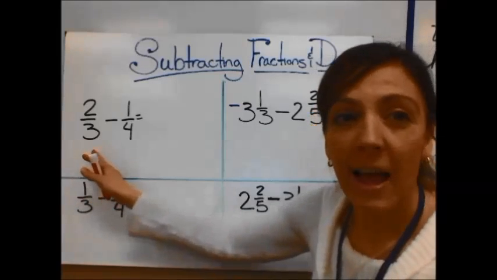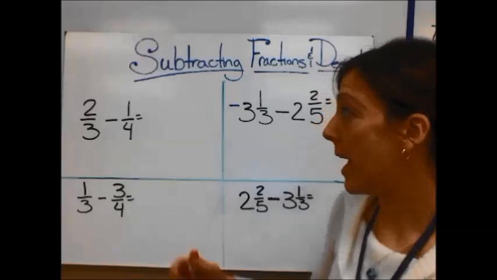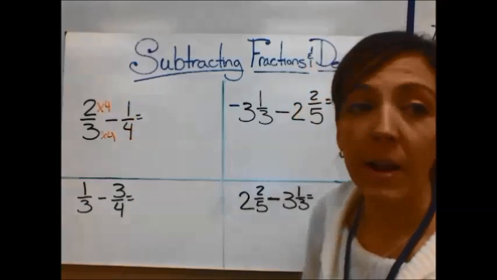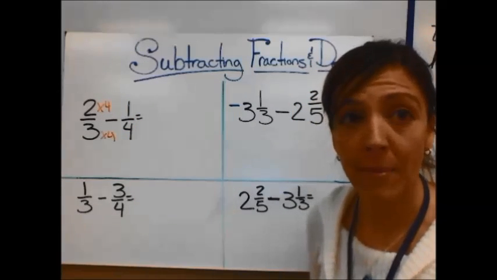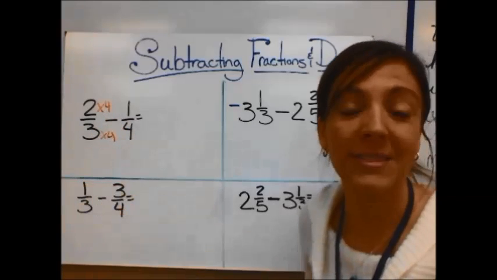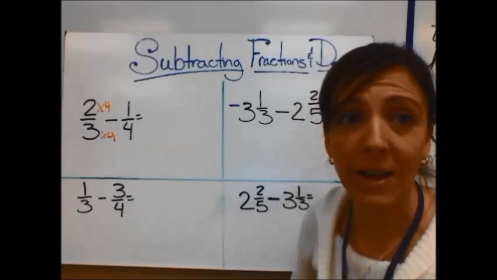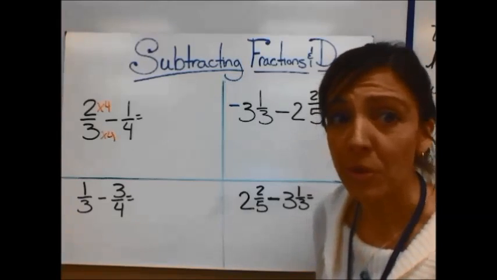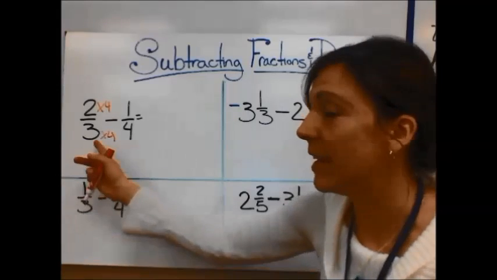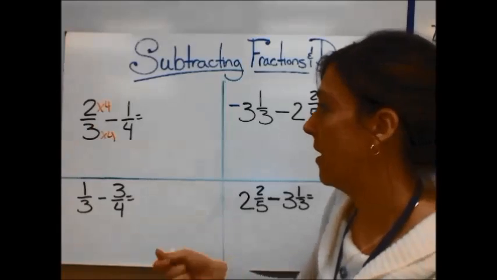Okay? I need the least common multiple of 3 and 4, which is 12. So I'm going to multiply 3 times 4. And whatever I do to my numerator, I do to my denominator. Keep in mind that I'm multiplying 2/3 by 4/4. 4/4 is the same as 1 whole, and anything that you multiply by 1 is just the other number. So I'm going to end up with an equivalent fraction, a fraction that's equal to 2/3, which is 8/12.